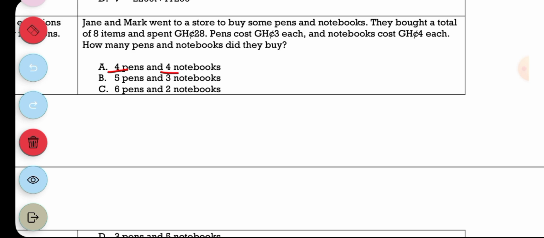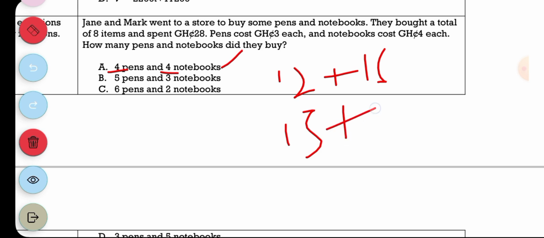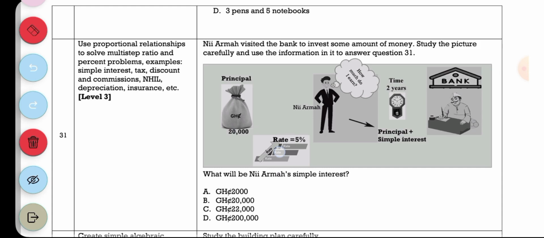A says 4 pens, and 4 notebooks. 4 times 3 will give you 12, plus the notebooks, 4 times 4 will also give you 16. So you're getting 28. So the answer is A. Let's see why B is not right. 5 times 3 will be 15, plus 3 times 4 will be 12, which will give you 27. So A is actually correct. There's a long approach, but for the sake of the video, let's take the shortest approach.